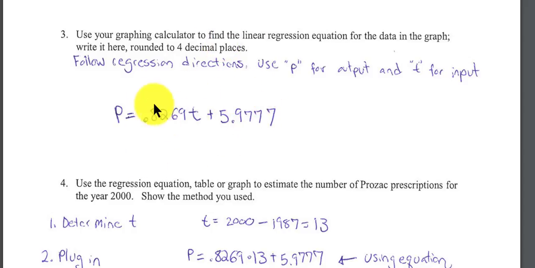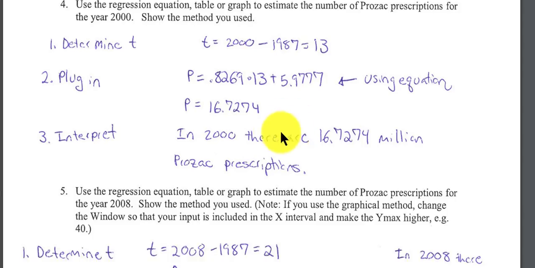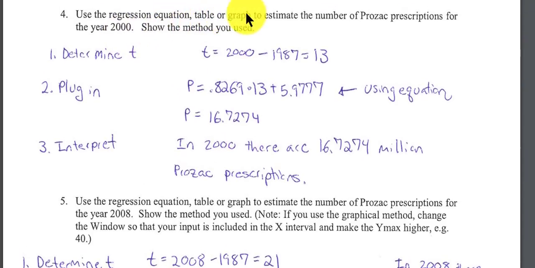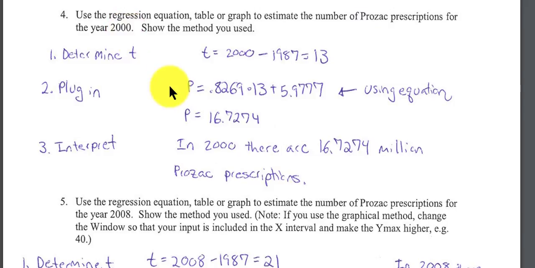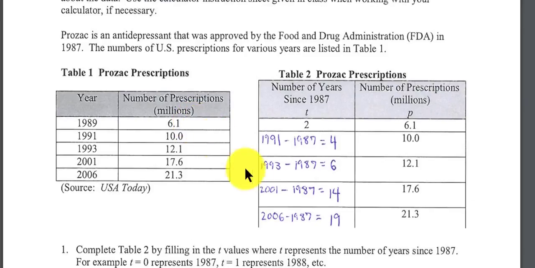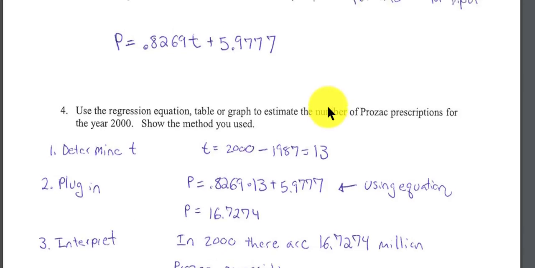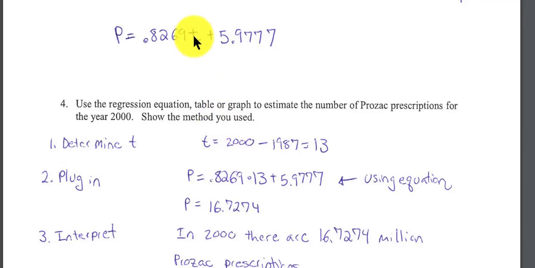So make sure you can develop this equation. Question 4. Use the equation, table, or graph to estimate the number of prescriptions in 2000. Well, remember, 2000 is 13 years after 87, so T would be 13. So for number 4, simply plug in 13 to T and solve, and you end up with 16.7 million prescriptions.